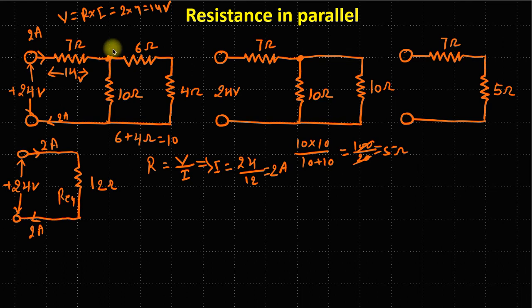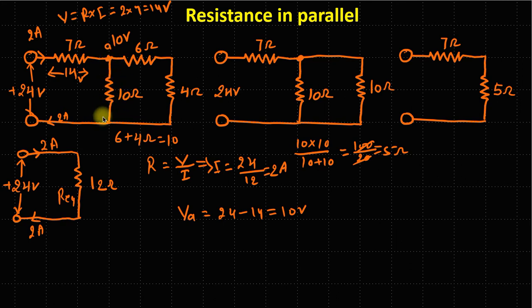So what will be the voltage at this point? Suppose this is point A, so the voltage at point A will be 24 minus 14, equal to 10 volt. So here will be 10 volt. Now you can see here this branch and this branch are in parallel. So the voltage for this branch and this branch will be the same.